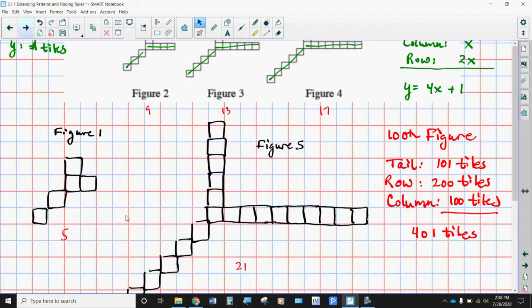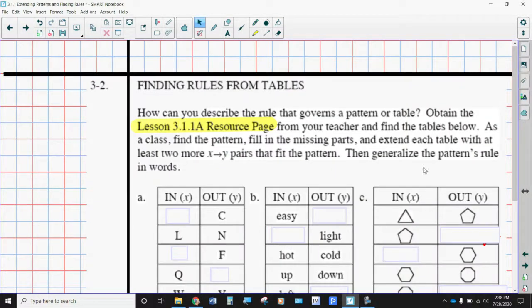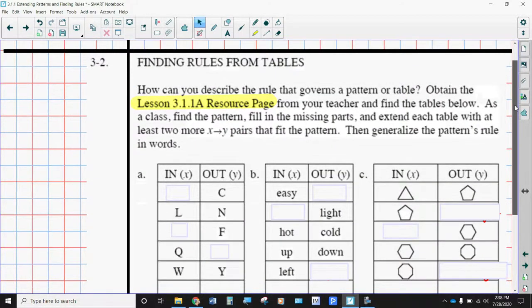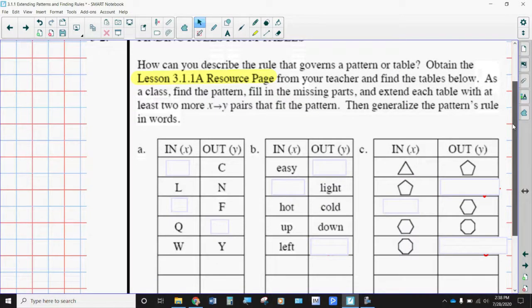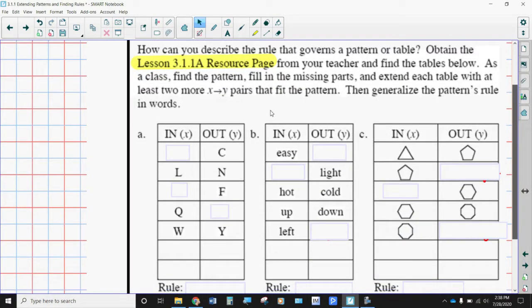Let's move on. All right, this is another kind of a fun little activity. And this we generally do in our teams, and we do it together. I have 2 different resource pages you probably saw on Classroom, where you can print this off, or you can just copy these down. It doesn't really matter if you don't have a printer at home. You can just copy this stuff down.